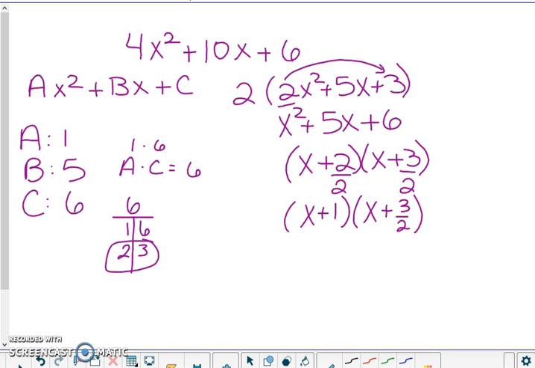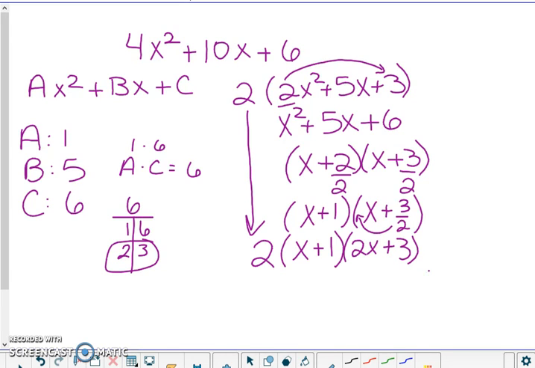Now this is not very lovely. We don't really like having fractions. So anytime there's a fraction in the second term of your factor, all you're going to do is take the denominator and move it in front of the first term. So that gives us x plus 1 times 2x plus 3. And then we also need the 2 that we had factored out originally, because that is one of the factors of our original problem. And we still get 2 times x plus 1 times 2x plus 3. And that is slide and divide, or bottoms up if you prefer.